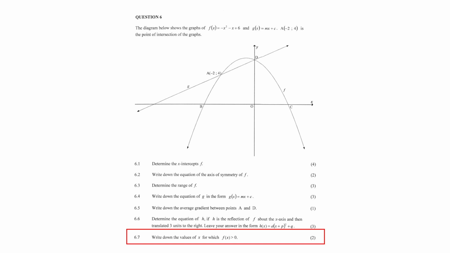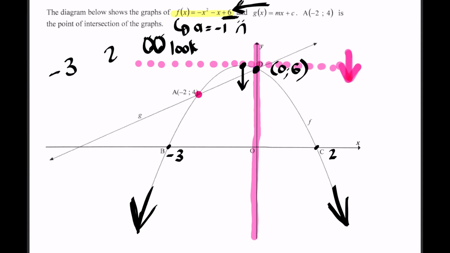The last question says, write down the values of x for which f of x is greater than 0. All right, so this is a similar question to the other one that we were talking about. So we want f of x being greater than 0, so y must be greater than 0. I'm going to identify where y is equal to 0. Y is equal to 0 on the x-axis. F of x is my parabola, so I want to know where the parabola is bigger than 0.